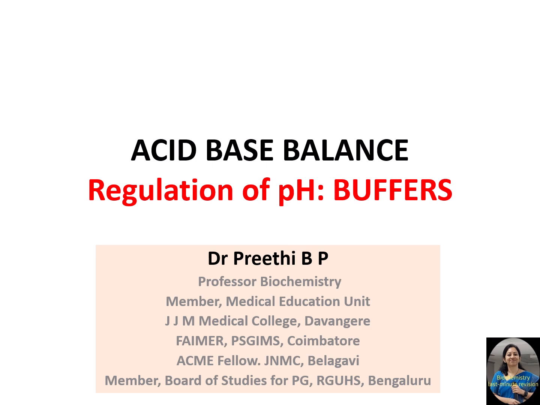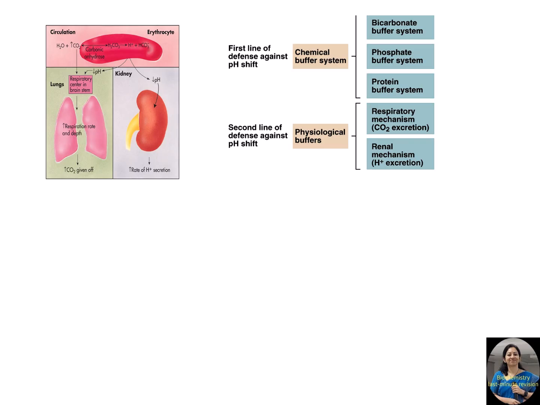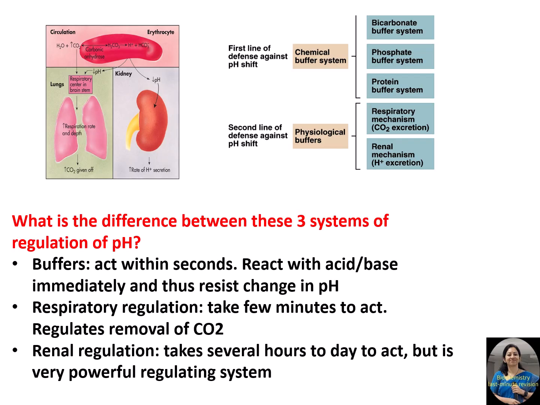This video is on regulation of pH first. Now we have three different mechanisms to regulate the pH inside of our body. The first one are the buffers, which constitute the first line of defense, and these include the bicarbonate buffer, phosphate buffer, and the protein buffer. And the second line of defense is by the respiratory mechanism and the renal mechanism.